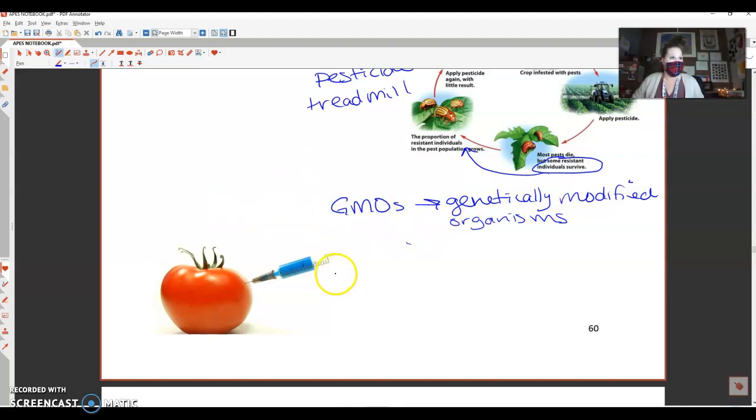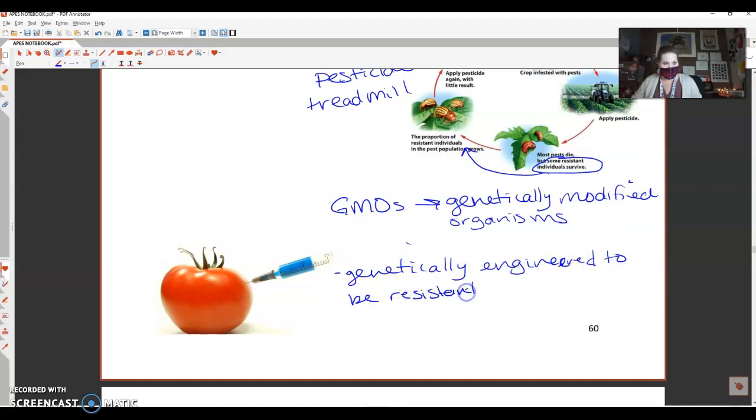Okay? They are genetically engineered to be resistant to pests and disease. Okay? So they're grown that way. Now, downside is it leads to a loss of biodiversity.